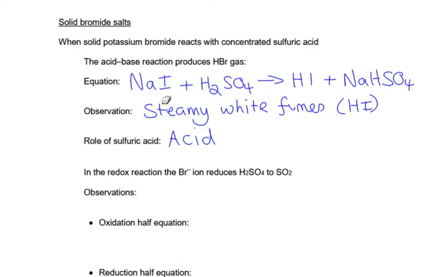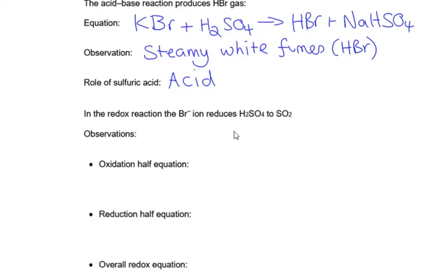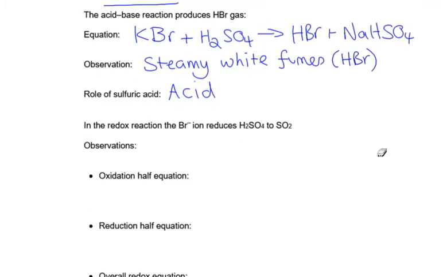So firstly, with the iodide and sulfuric acid, steamy white fumes, a non-redox process, an acid-base reaction. I think you just said iodide there, it should be bromide. Yeah, we'll look at the bromide salts first. Then with the bromide ion, you can get the reduction of sulfuric acid to SO2.